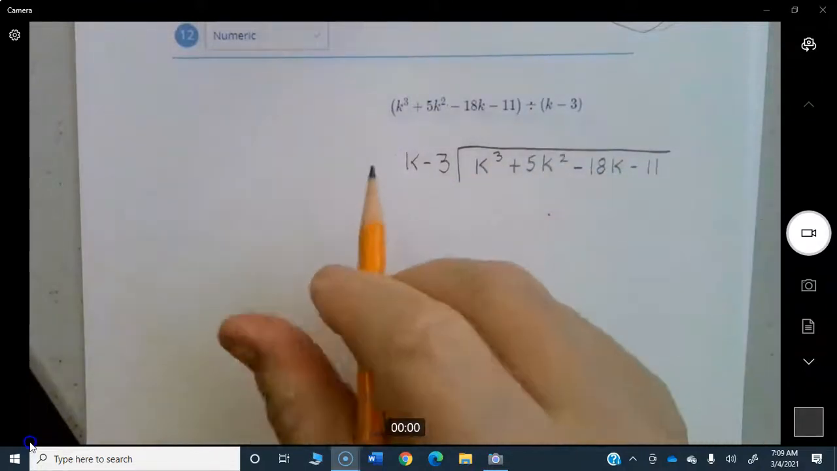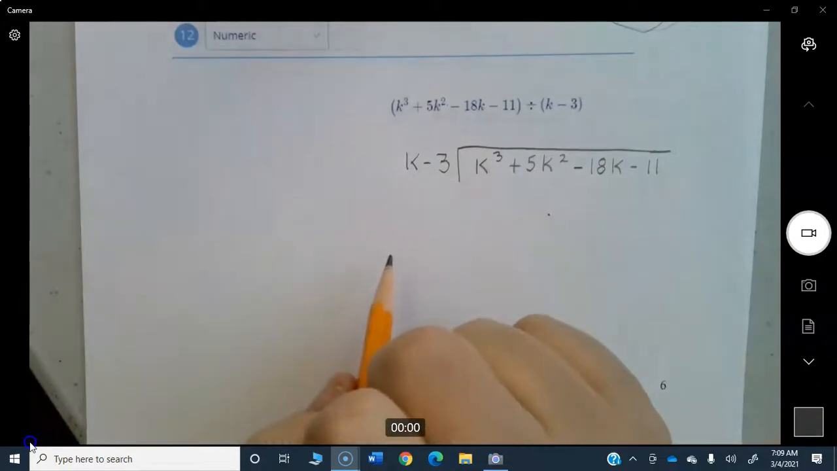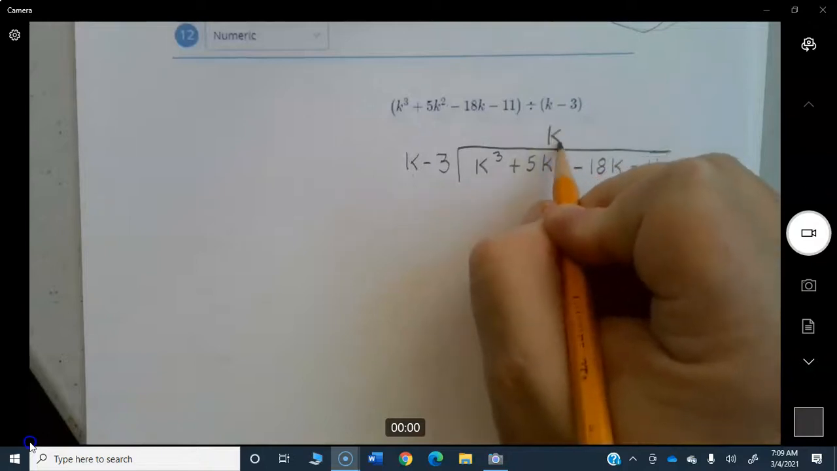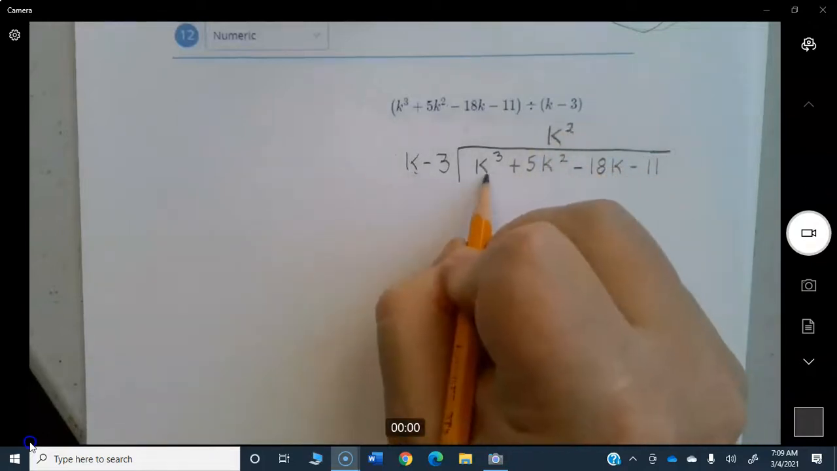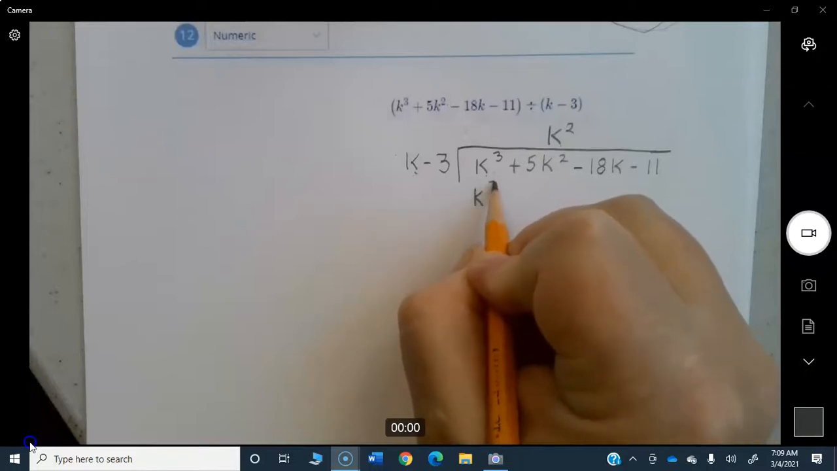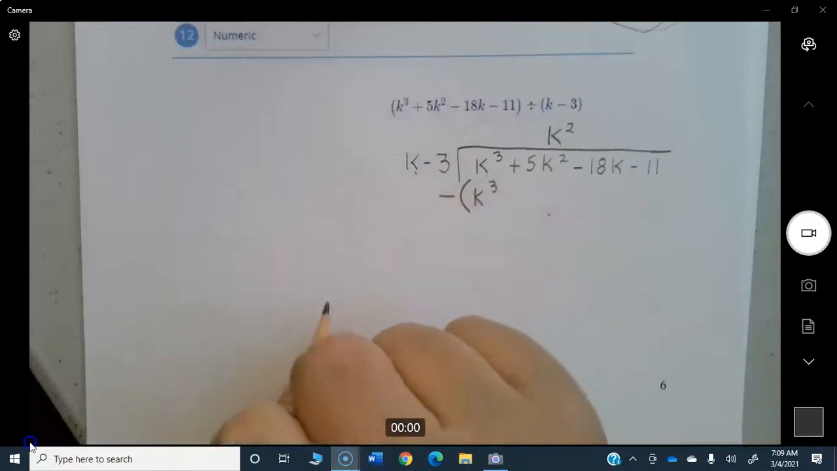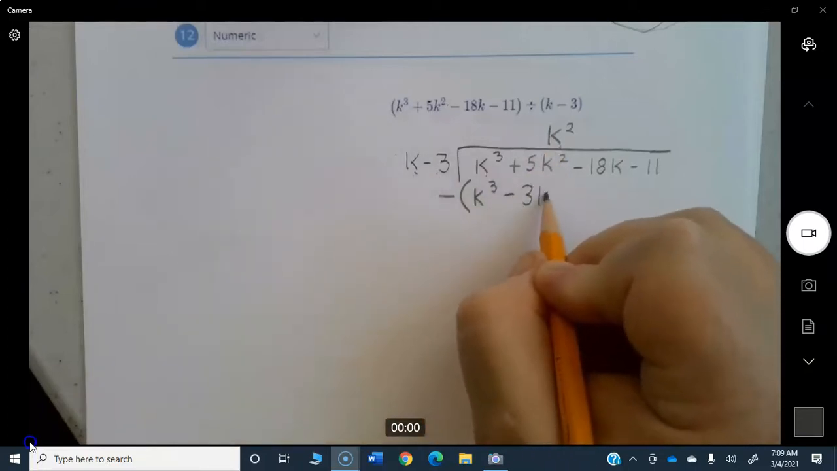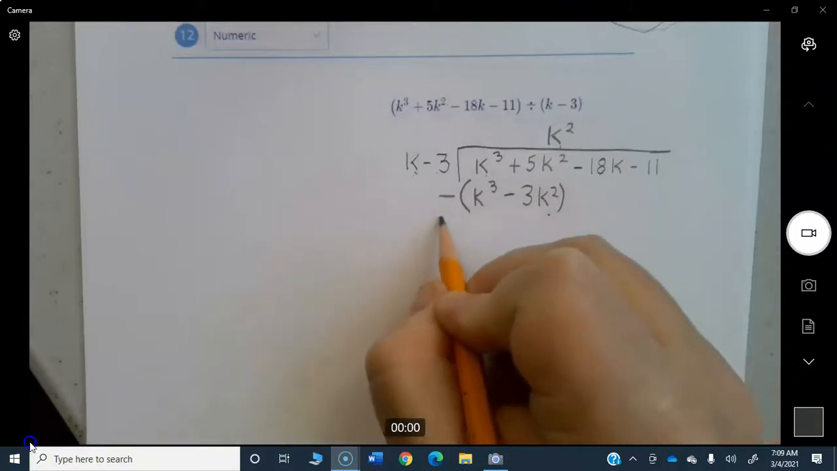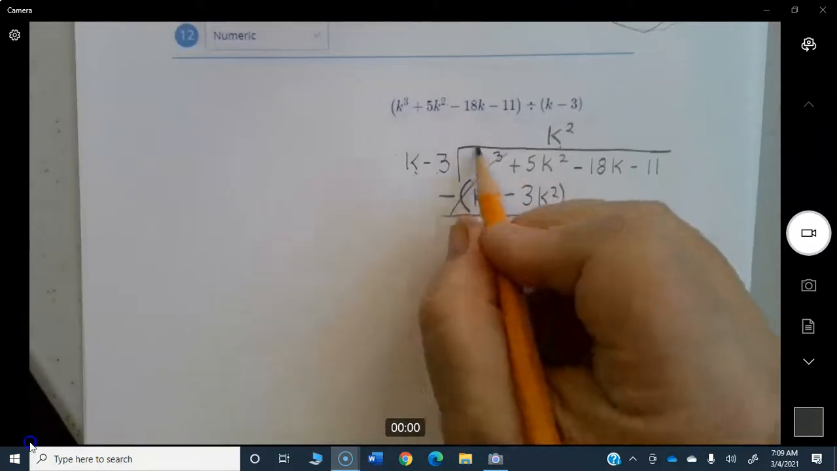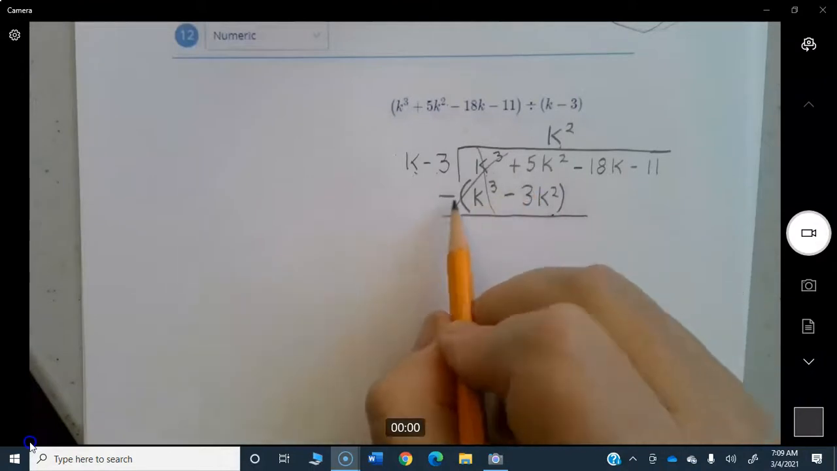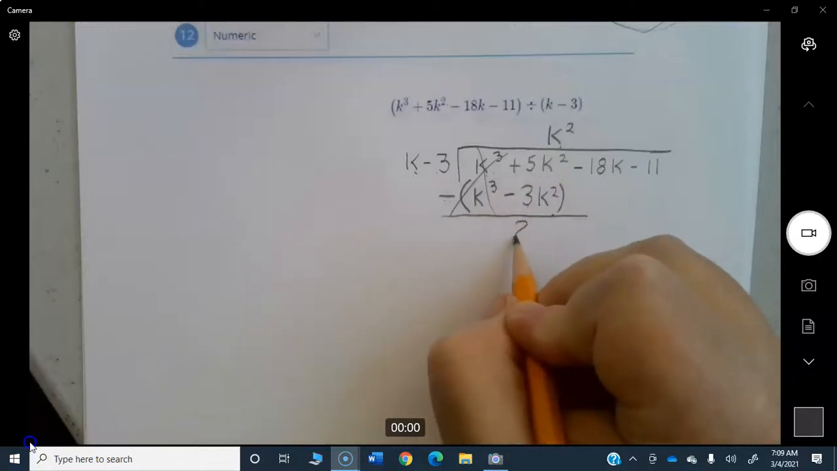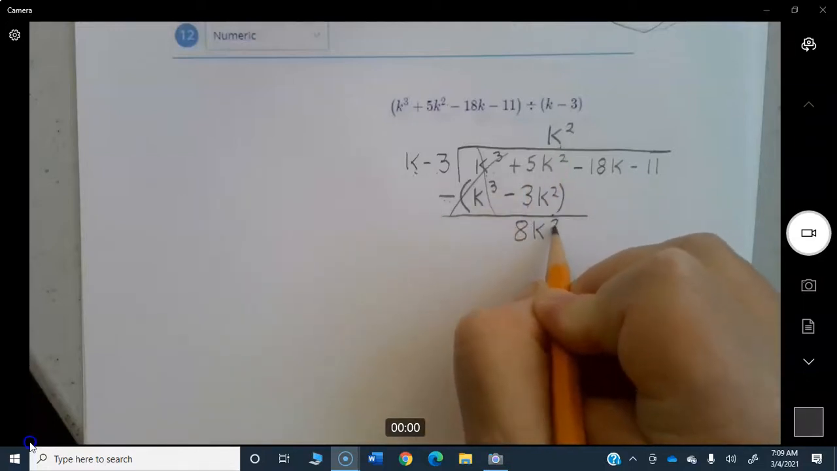Okay, there we go. So what do I have to multiply k by to get k to the third? I think this is about the 4th time we've done this. So I have to multiply it by k squared. K squared times k will give us k to the third, so I'm going to put that right here. Subtraction, open the parenthesis. K squared times -3 is -3k squared. Now we do our subtract step. This goes away. And 5 minus -3, so minus -3 is +3, so 5 plus 3 is 8k squared. So that's our subtraction step.